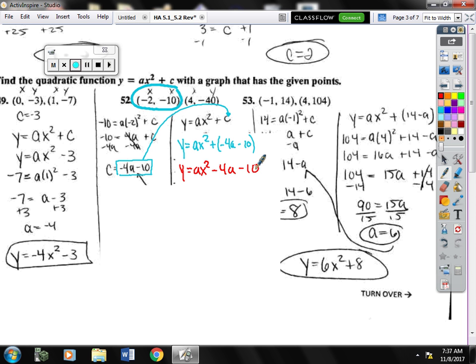So now we take our second point and we plug it in. So we'll have negative 40 equals a times 4 squared minus 4a. Make sure you're plugging it in for x and not for a, which I almost just did. So leave the a's as is. And then we'll follow our order of operations and solve out for a. So 4 squared will get me 16.